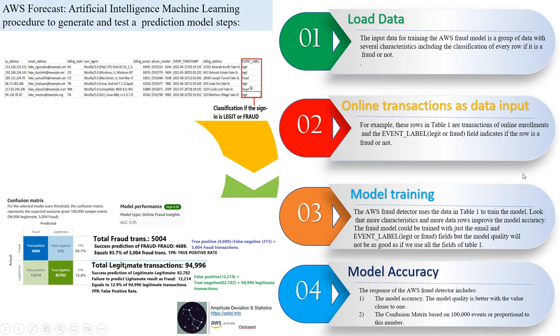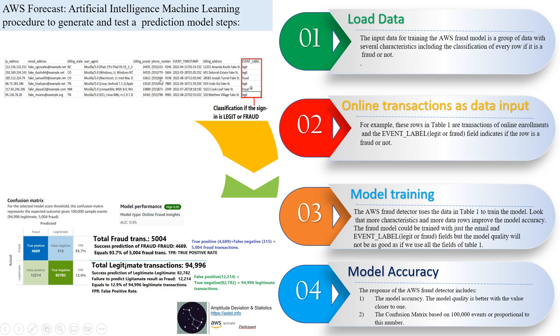So here we have the general introduction to the artificial intelligence machine learning procedure to generate and test a prediction model. First, we have a group of data that has several characteristics, and we have an event label classifying this data as a legitimate transaction or a fraud transaction. This is the input data that the model will use to design and train what we are going to use to predict the future values.